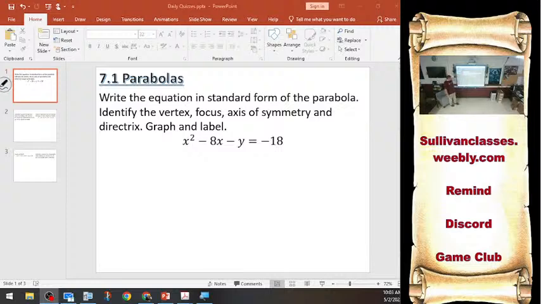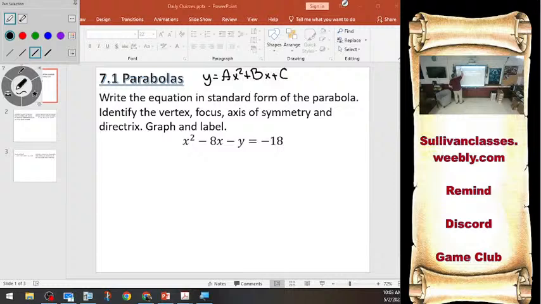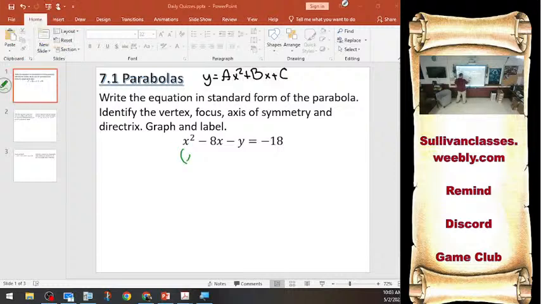Stage 1. This is not in standard form. There is a different kind of standard form for parabolas. We were used to seeing ax squared plus bx plus c as standard form. Okay? Standard form for a quadratic versus standard form for a parabola depends on which context you're talking about. In this case, I need it to be in the form x minus h, the quantity squared, is 4p times y minus k. That's a standard form for a parabola.